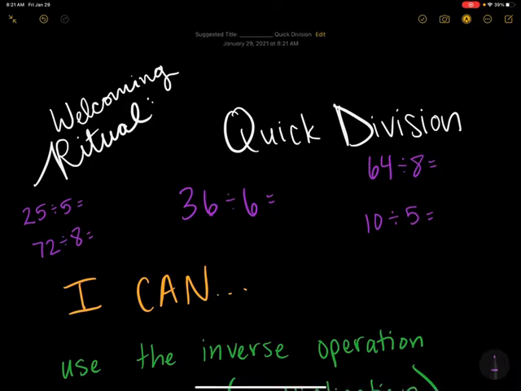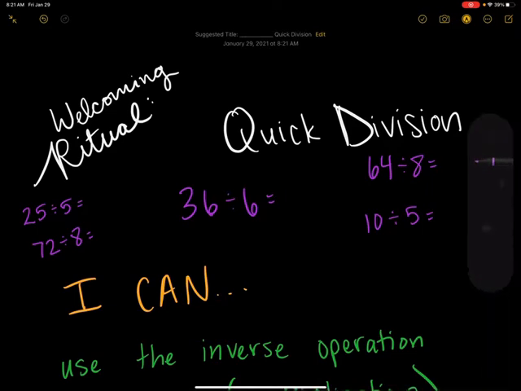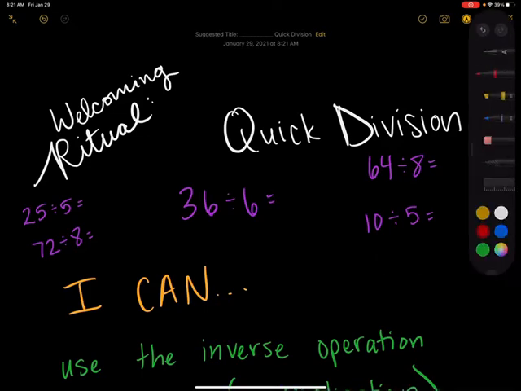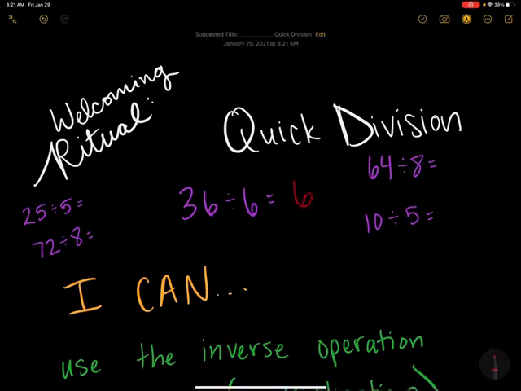Okay, so hopefully you've had a moment to think. 36 divided by 6, the answer is, let's use red, 6. 64 divided by 8 is 8. 10 divided by 5 is 2. 25 divided by 5 is 5. 72 divided by 8 is 9. Kind of funny looking 9, but okay, so we've got those.